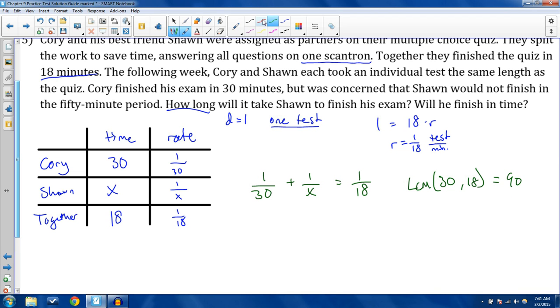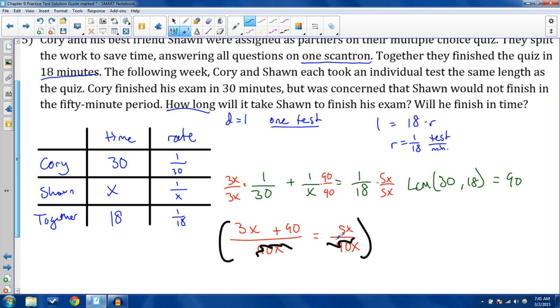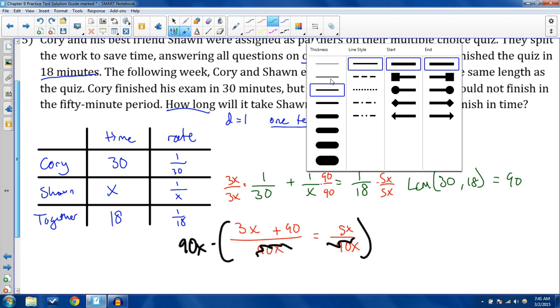So if I do 30 times 3, oh, by the way, the x, 3x over 3x, x is 90 over 90, 1 over x, and 18, I get 5x over 5x. I will get a common denominator of 90x. So I get 3x plus 90 all over 90x, if you want to write it that way, equals 5x all over 90x. Once you have the same denominator, they can be ignored, or multiply both sides by 90x if you want to put it that way, so you don't confuse yourself. There's the math in that.